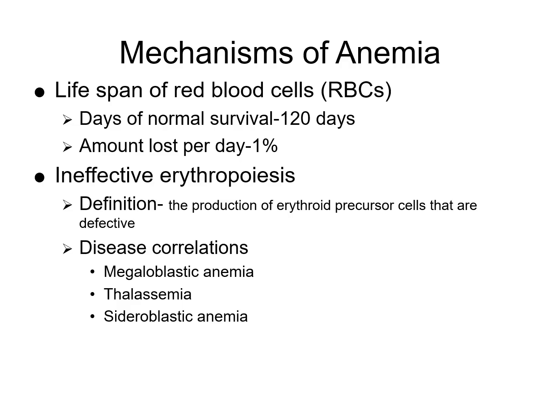Some clinical significance and disease correlations for this: we have megaloblastic anemia. This is defective DNA synthesis, which causes abnormal development and death of erythroid precursors. We have thalassemia, where an imbalance in globin chain production leads to defective red cell precursors. And then we have sideroblastic anemia, where defects in heme synthesis impair red cell maturation.